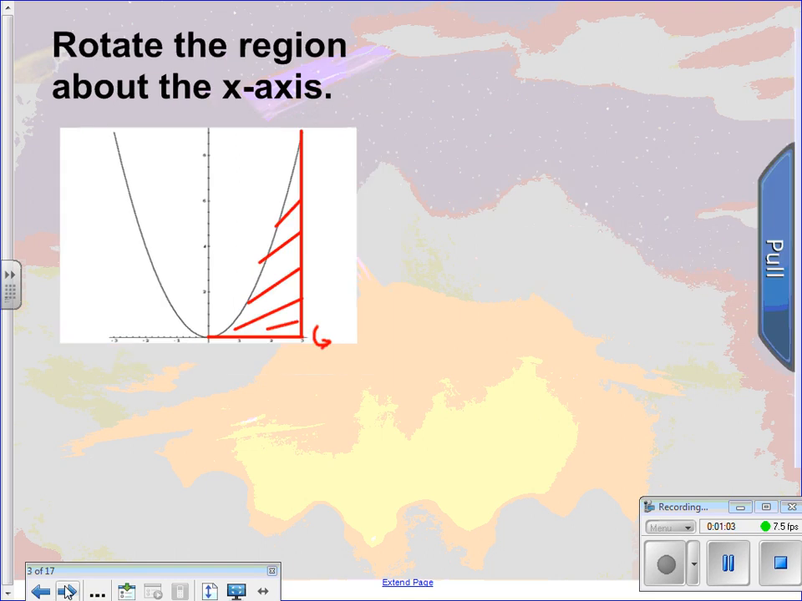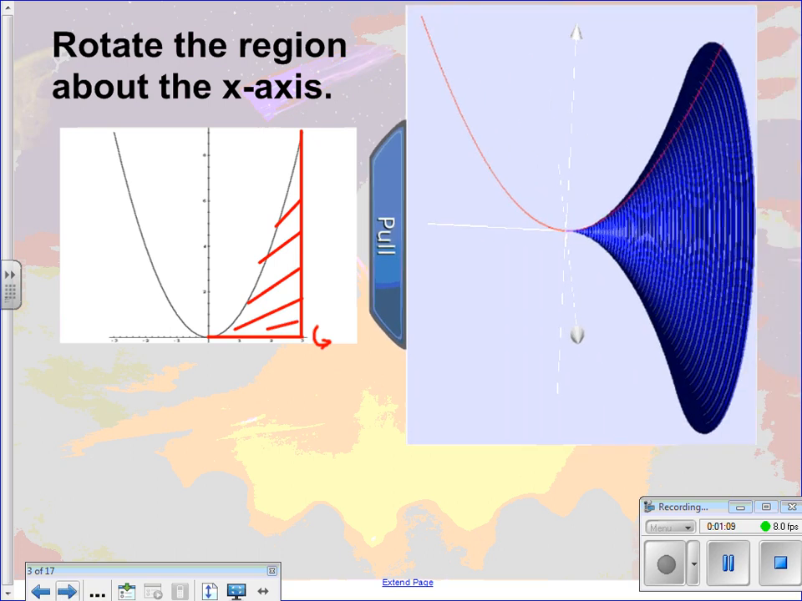Consider rotating that region around the x-axis. That's what we get. Don't worry about it. We're going to come back to that screen a little later anyways. So this is what I'm trying to do, give you a visual. That's the object we're trying to find the volume of. You're taking that and spinning it around. This is what you get. This is the object that you get.